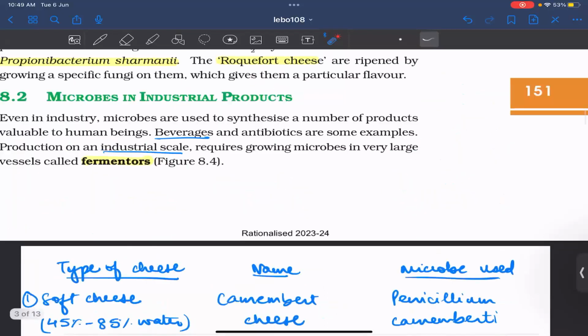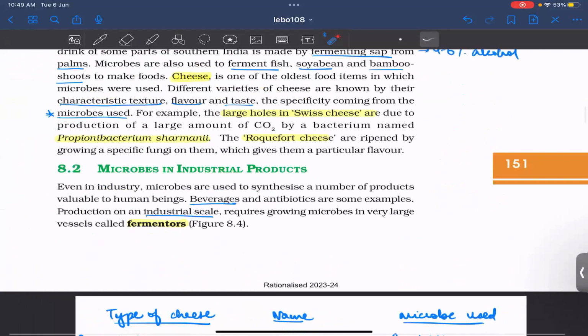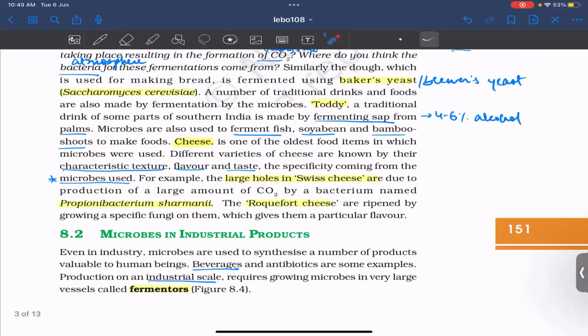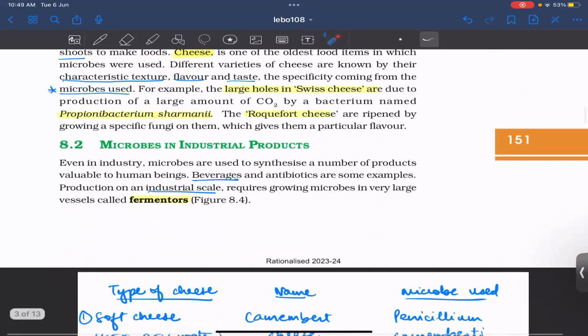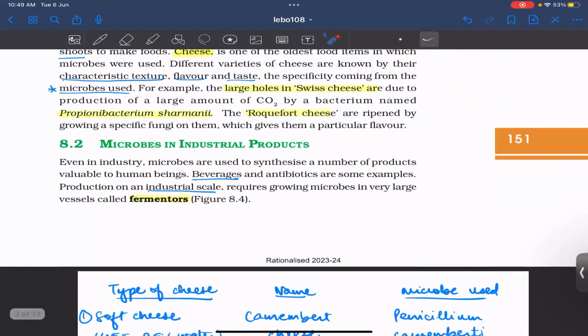Now let's see in the text. See, there is Swiss cheese. It has large holes. It is made through the bacterium Propionibacterium sharmanii, and then there is Roquefort cheese. Now let's discuss the use of microbes in industrial products. We need to remember the word fermenter here: whenever there is large scale or industrial scale production of any product or item, it is done in fermenters when fermentation is required.